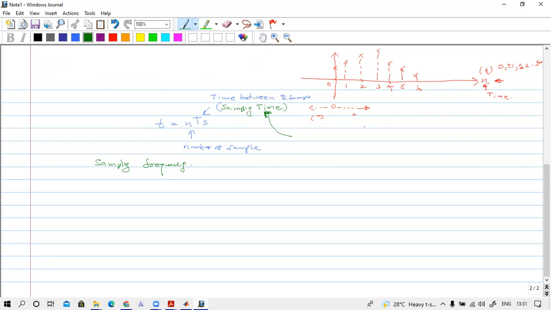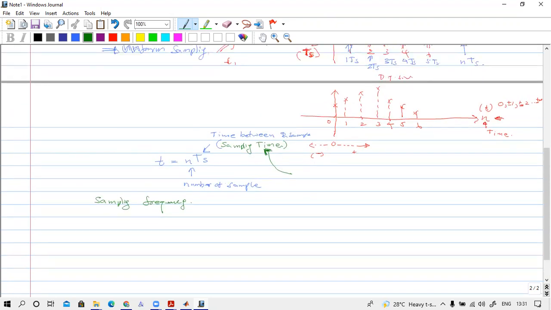So you can see this is the zeroth sample. After Ts time, we collect one sample. Then again after Ts time, we collect another sample, and again after Ts time, another sample. So with Ts time, we always collect one sample. So this is the time for one sample.